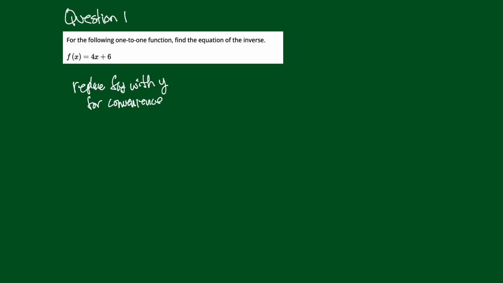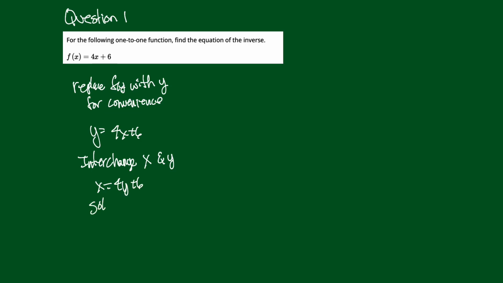All right, so I'm going to write this now like this. Y equals 4x plus 6. And I'll write it so it's actually readable. 4x plus 6. The next thing to do is interchange x and y. So that would give me x equals 4y plus 6.